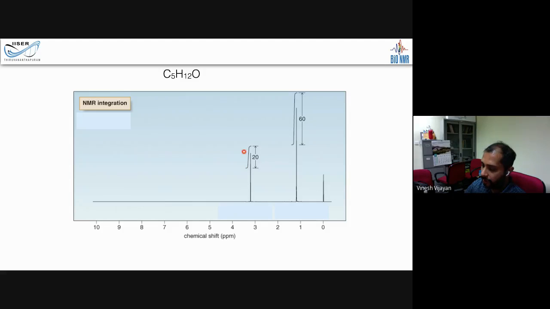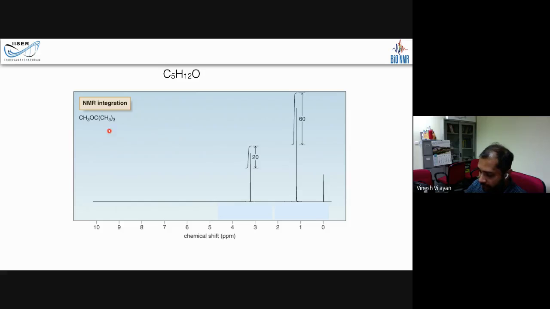This is TMS, so you don't integrate it. So here there will be 3, and what is the molecule? This will be CH3O CCH3. You cannot have 9 hydrogens attached to a single carbon, right? Carbon can have a maximum valency of 4. So you have to have CH3 thrice. CH3 thrice will have 9 hydrogens, which are equivalent and have the same chemical shift.